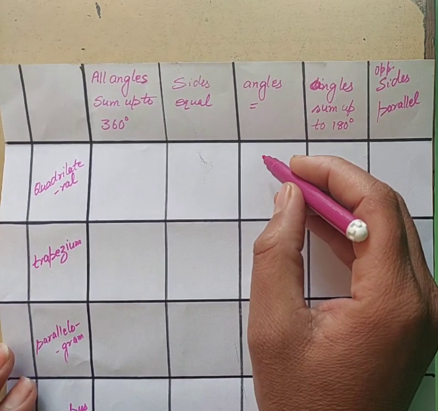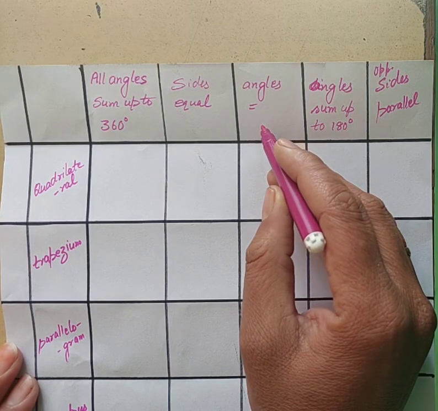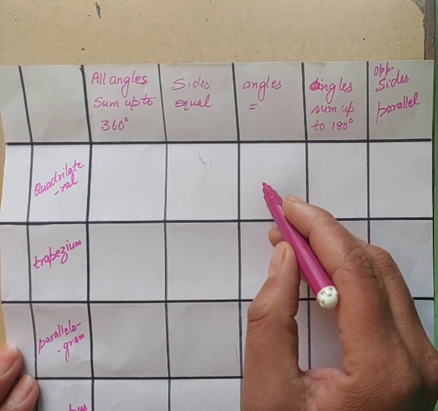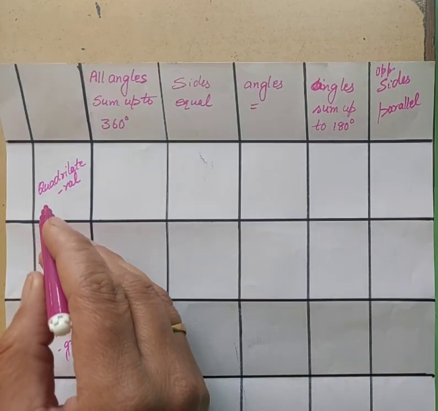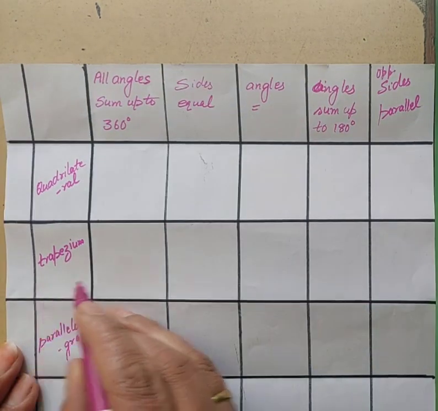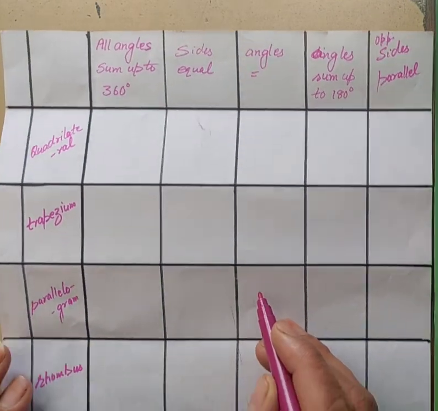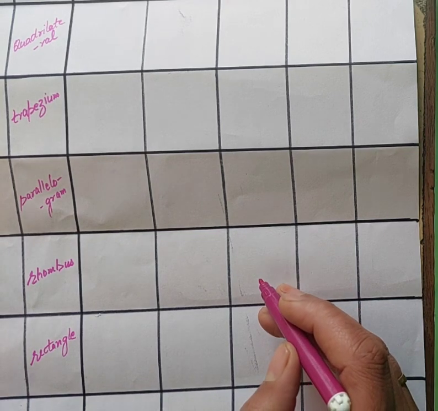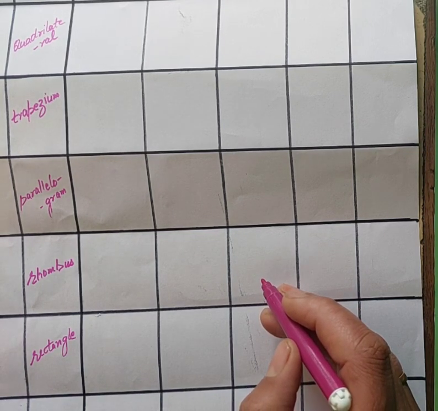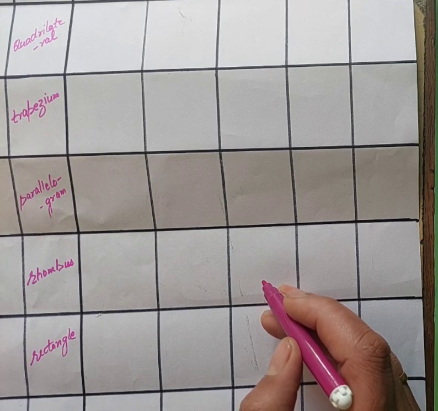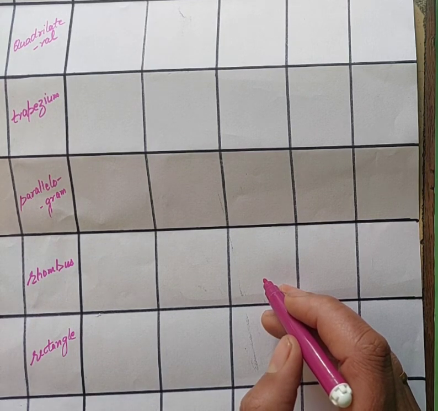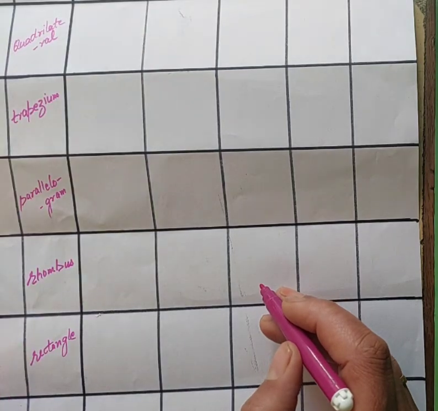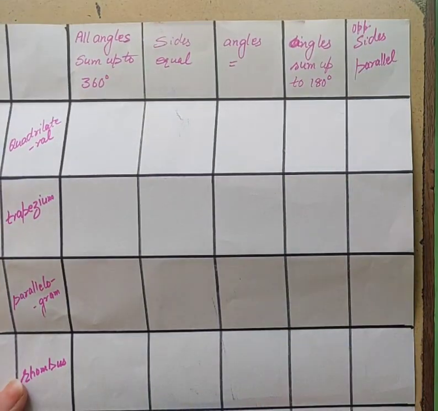Then similarly for angles equal: are angles equal in any of the quadrilaterals? Are there any angles equal in a simple quadrilateral or in a simple trapezium or in a parallelogram? And if yes, then you have to write which type: adjacent angles equal, all 4 pairs of adjacent angles, or only 2 pairs of adjacent angles, both pairs of opposite angles, or only 1 pair of opposite angles, or all angles. These are the options, and you have to make a specific entry here also.